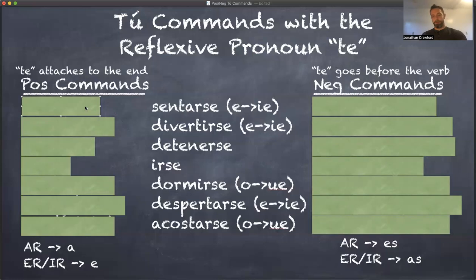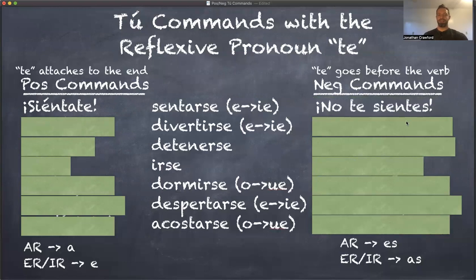And so it'll be siéntate, okay? Siéntate, sit down, siéntate. Or don't sit down. You say, no te sientes. Notice it's an AR verb, so it still has to end in an ES. That part will never change. Siéntate, no te sientes, right?